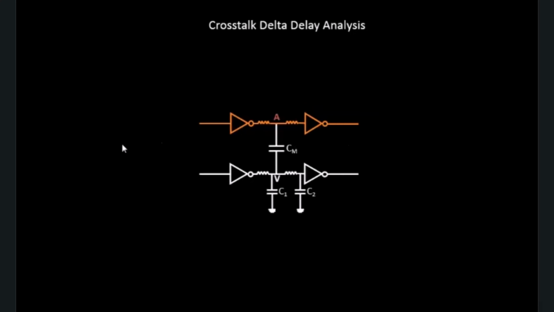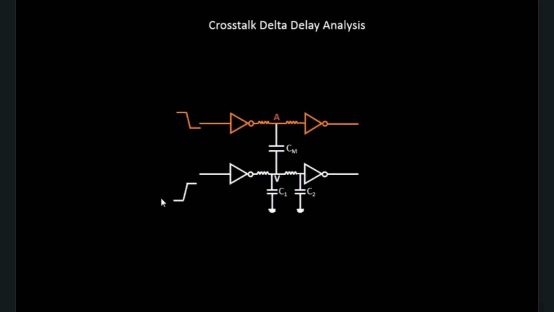Except for the fact that in the previous case your victim was at steady state logic 0 or steady state logic 1. In this case the victim will not be at steady state anymore, it will be switching. The aggressor was always switching whenever we are doing a crosstalk analysis, but in the previous case the victim was at steady state logic 1 or logic 0. In this case the victim will be switching.